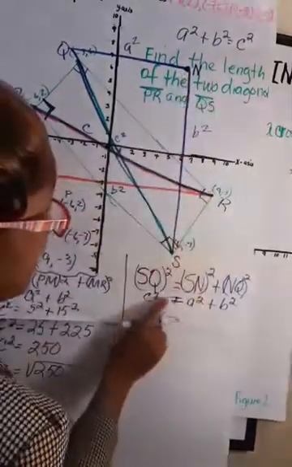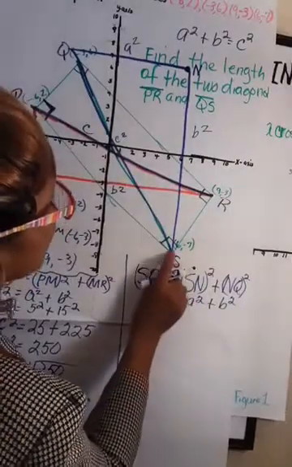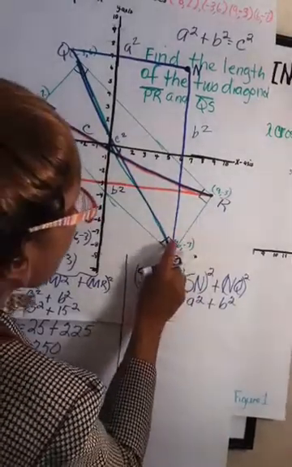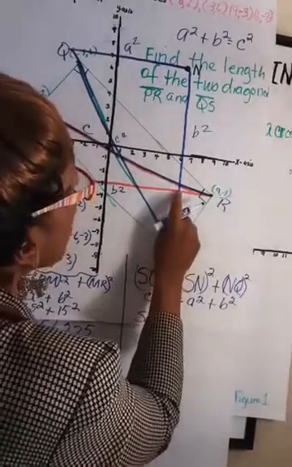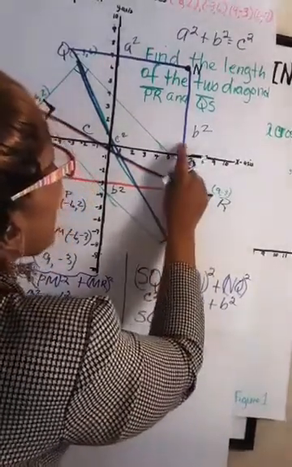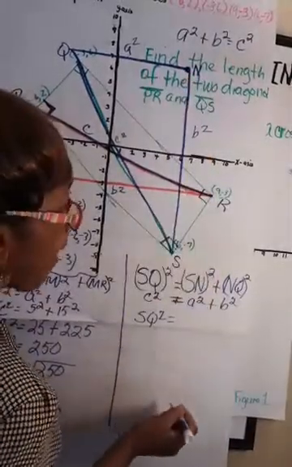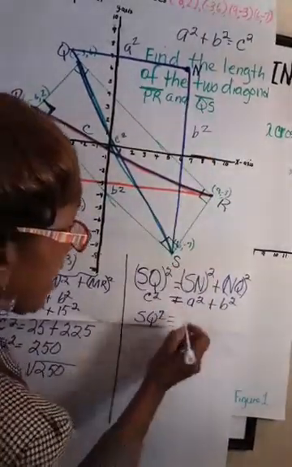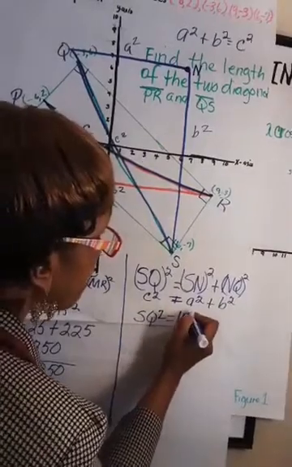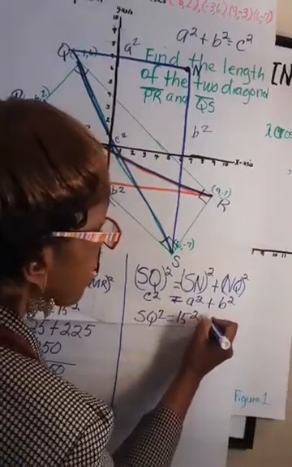Because it's SN square. So from here, we count 1, 2, 3, 4, 5, 6, 7, 8, 9, 10, 11, 12, 13, 14. It's 15 blocks from S to N. So that's going to be 15 square plus.